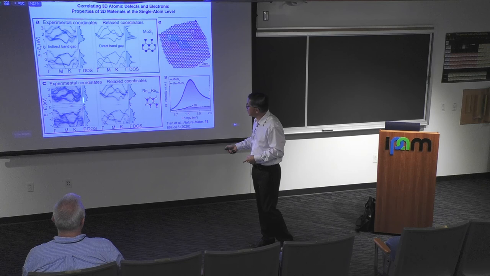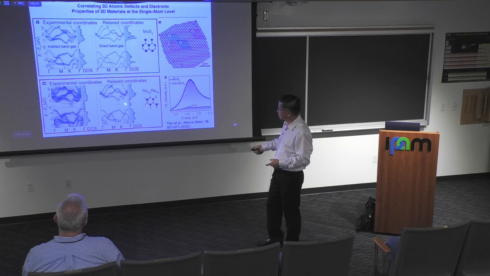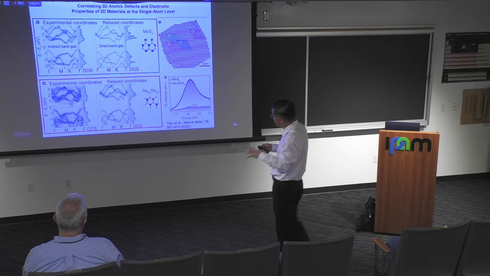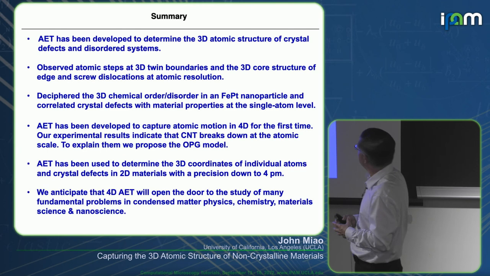And here we have dopants, and the dopants create more shadow bands. And if they relax, it becomes both a direct band gap and an indirect band gap. So this shows the atomic structure; we are in a metastable state, and we can capture this metastable state. So okay, I hope I convinced you that with this AET we have determined the 3D atomic structure of crystal defects and disordered systems.